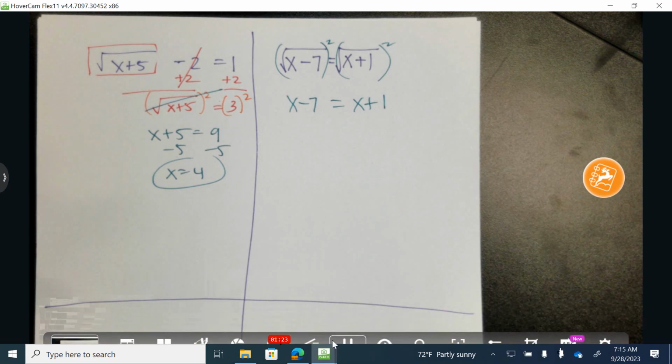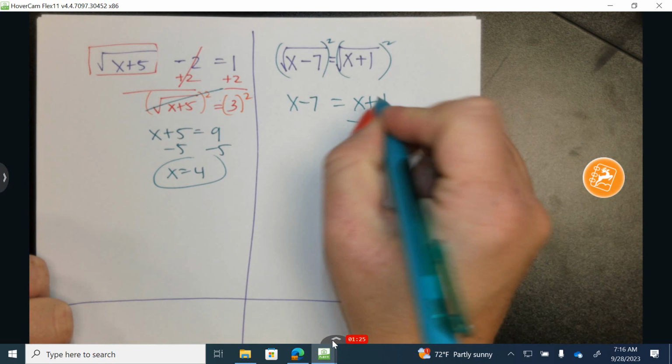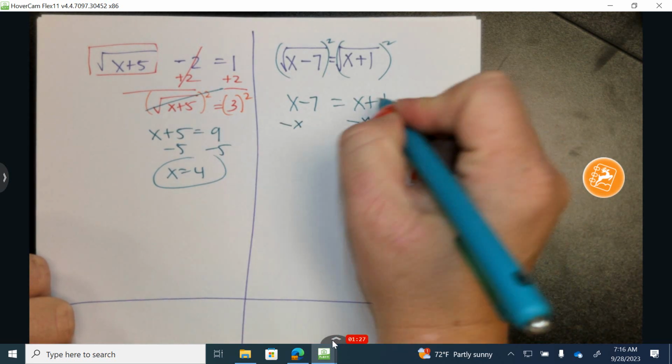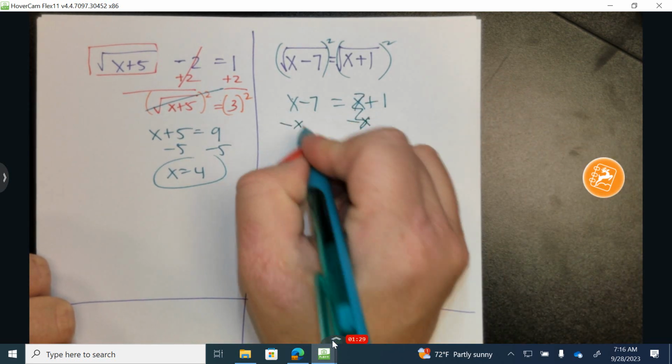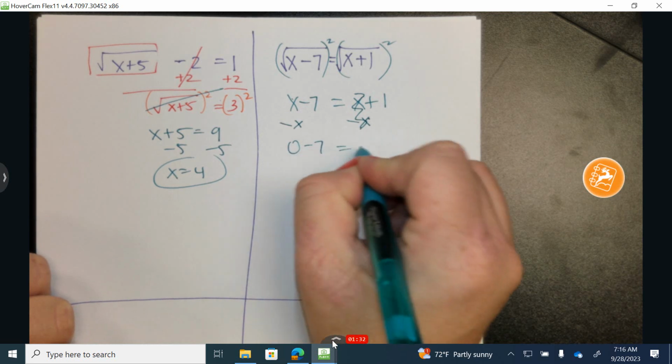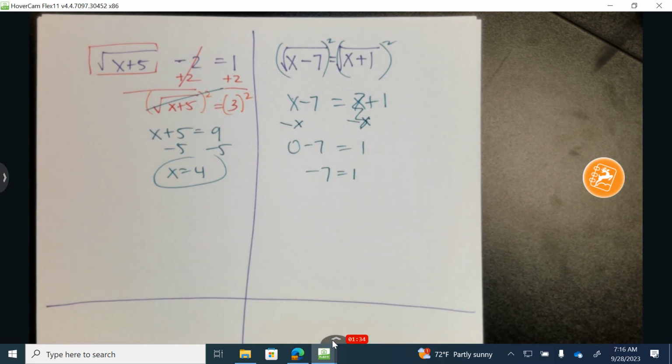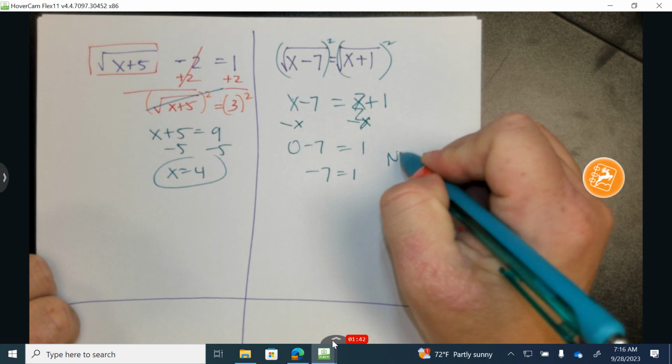Okay, so here we go. I'm going to start by moving the x's to the same side. Subtract the x, subtract the x. X minus x is 0. And this is what I'm left with. Negative 7 equals 1. Is that a true statement? Does negative 7 equal 1? Not a true statement, so I write no real solution.